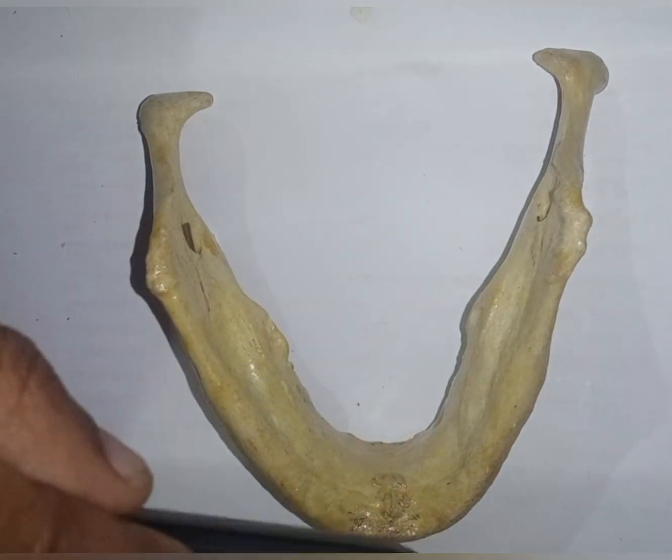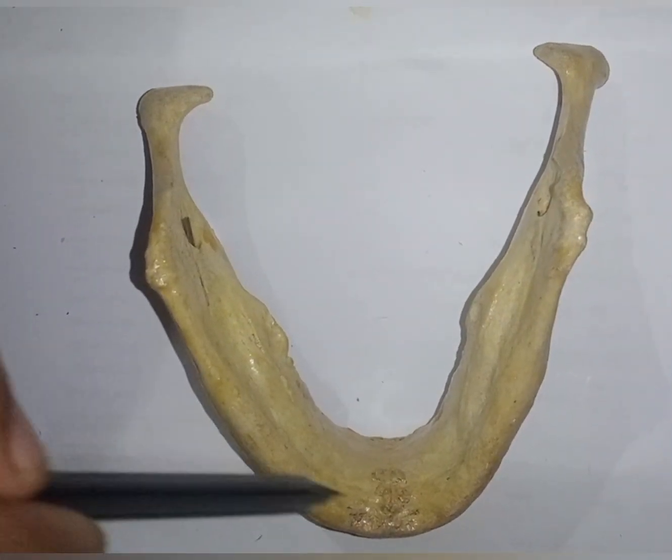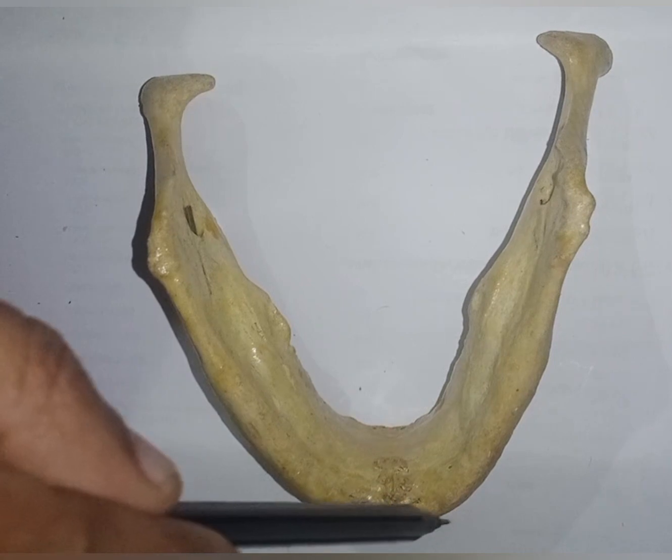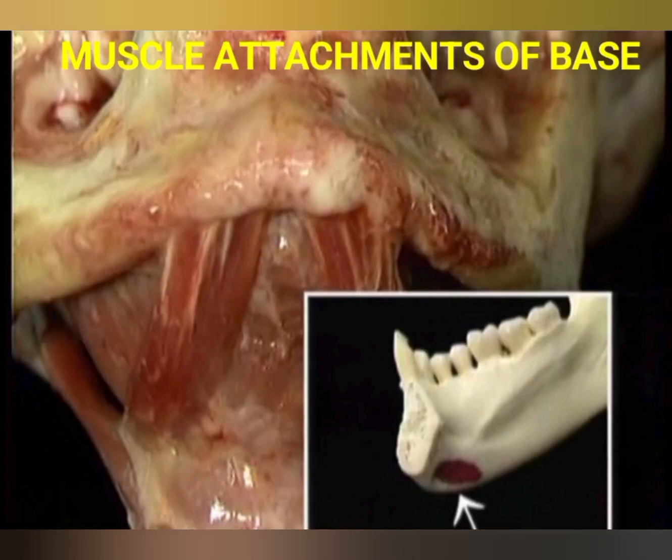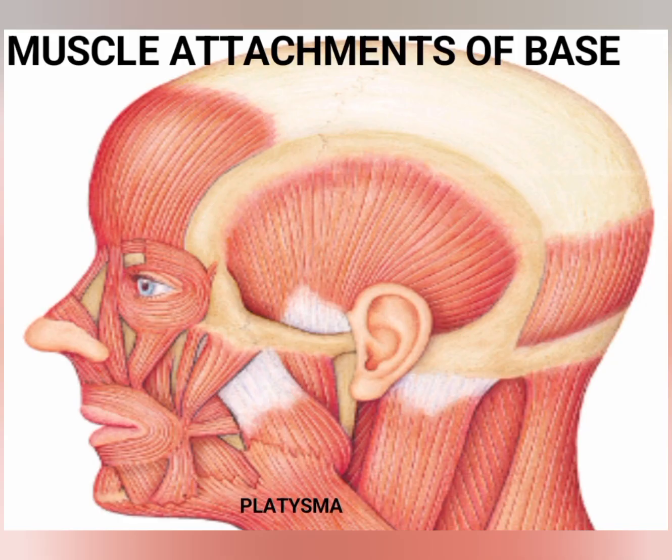Inferior border is also called the base. It presents 2 fossae near the anterior end called digastric fossae. Digastric fossa gives origin to anterior belly of digastric muscle. Base gives insertion to platysma muscle.